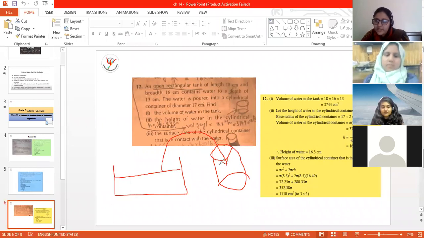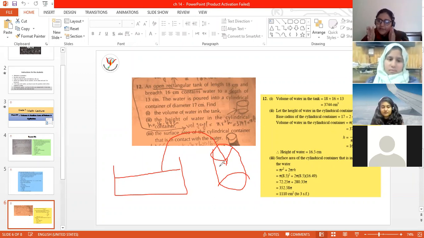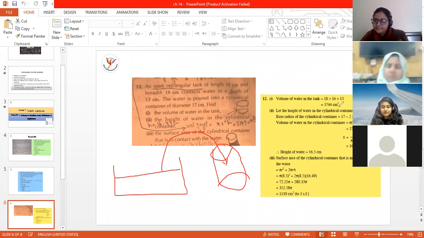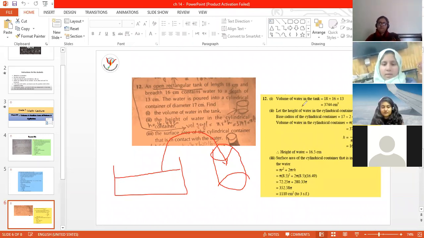Why will the height be changed? If one thing is in rectangular shape and one thing in the cylindrical shape, definitely the height will be changed, but the volume will remain the same. Yes, Zaina. Yes, Zaina, unmute yourself.